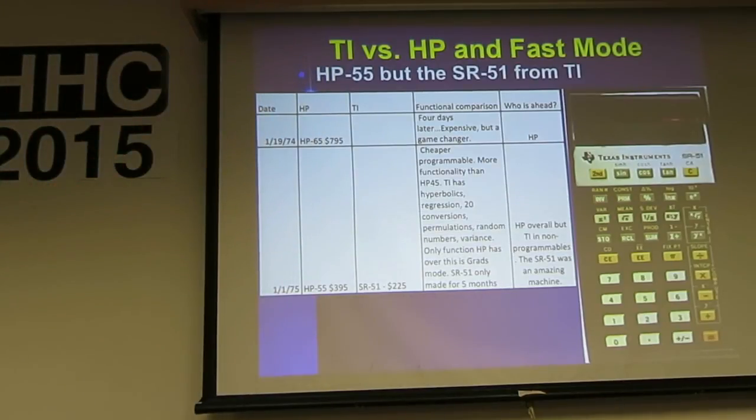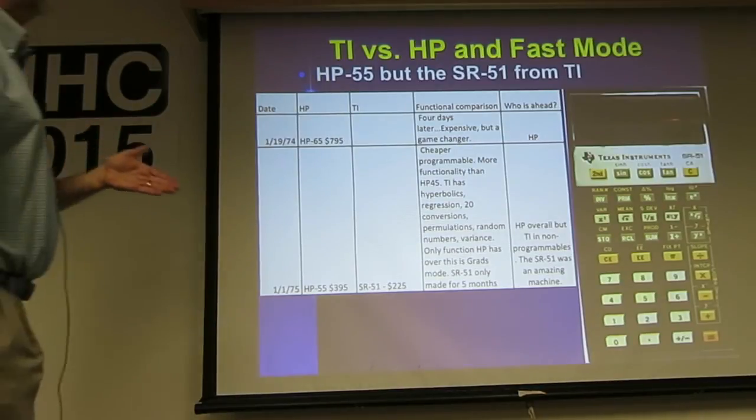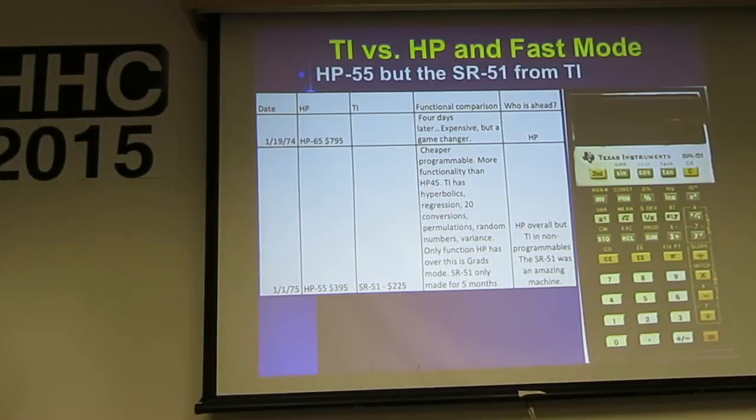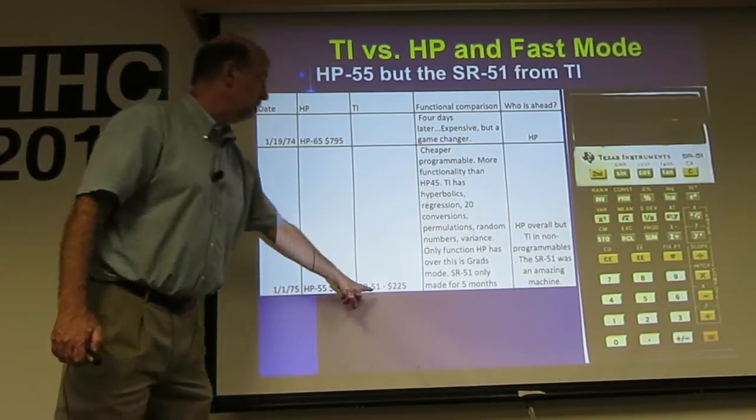This is a really powerful puppy. It would do the variance, mean, standard deviations. It would do linear regression and estimation. It had permutations. It had random numbers. It's got a lot of stuff, as well as 20 conversions on the keyboard and inverses. So it added a lot at 225 for a cost.